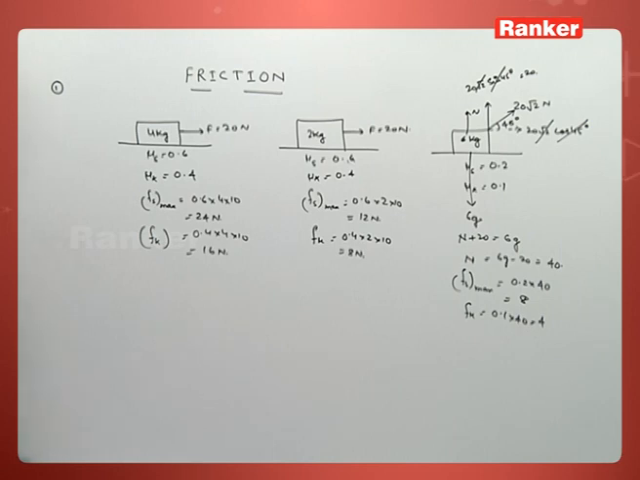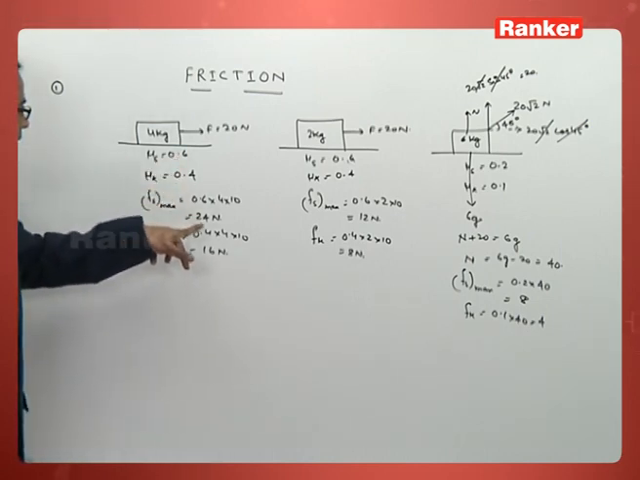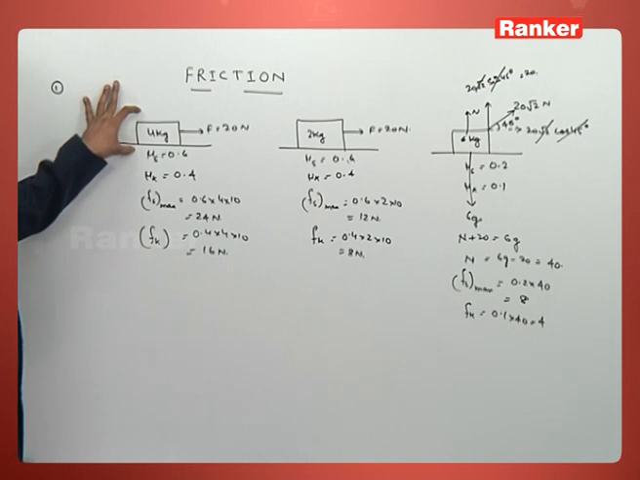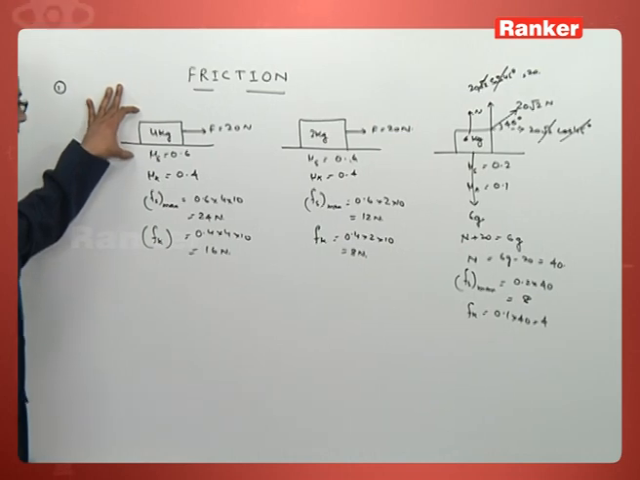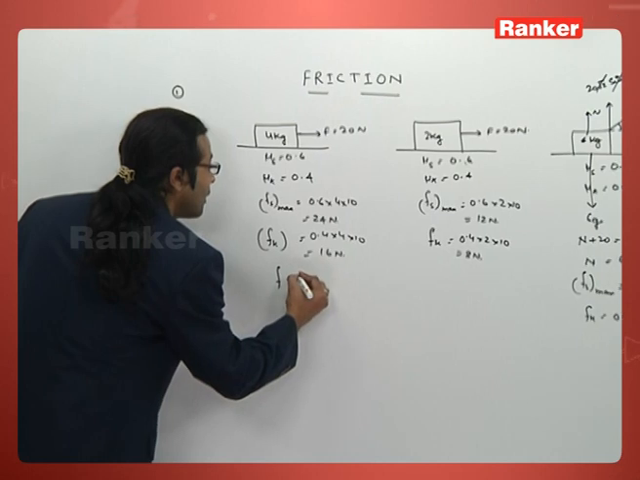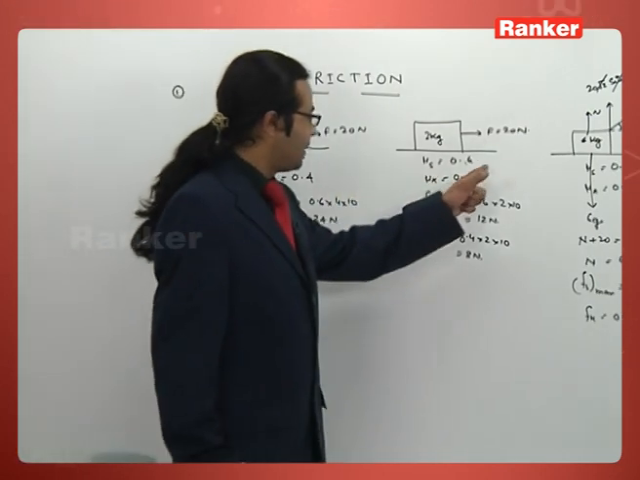Now here the maximum static frictional force is 24 Newton, but I am applying 20 Newton. So obviously this 4 kg block has zero acceleration. Frictional force is a self-adjusting force. So in this case, frictional force will be 20 Newton. Let us go to the next case.